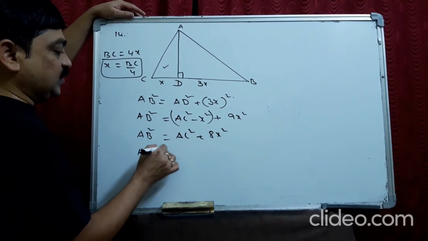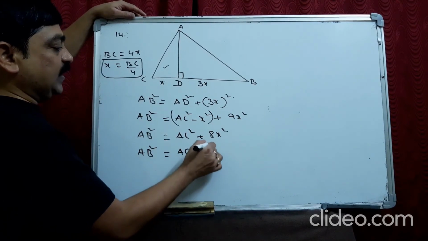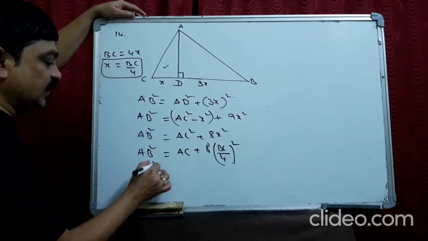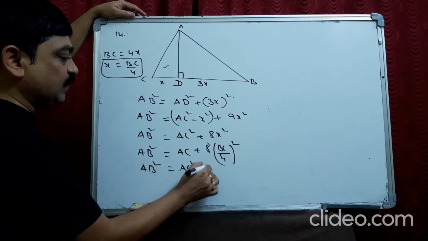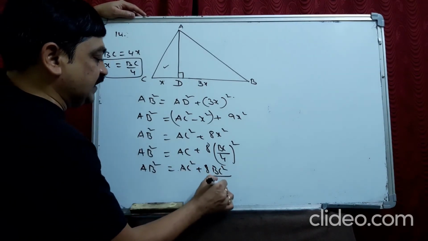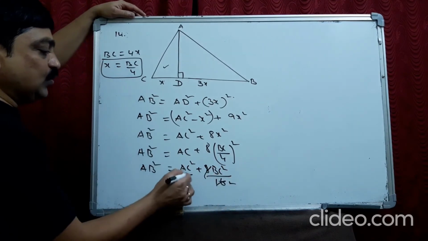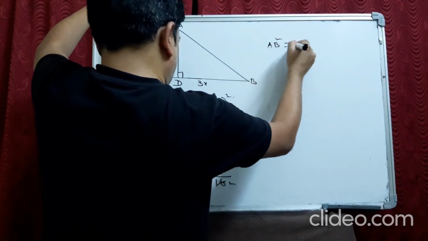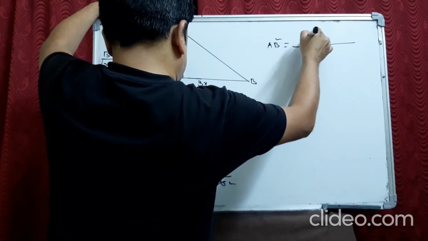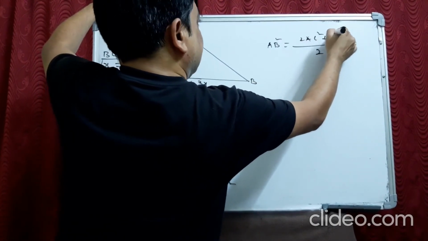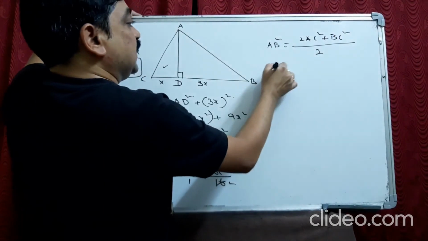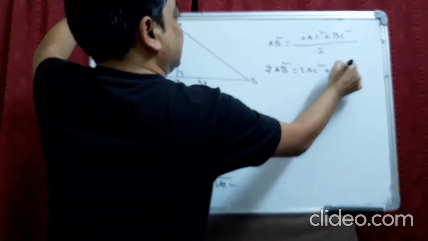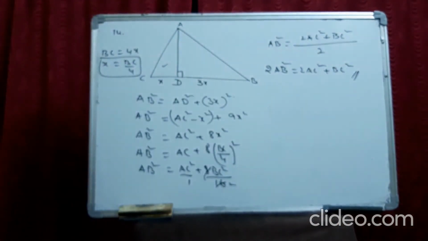So we need in terms of AB, BC and AC. Instead of x, I write BC by 4. AB square is equal to AC square plus 8 into BC square by 16. It becomes 2. So LCM is 2 here. So AB square is equal to 2AC square plus BC square. Now cross multiply this. 2AB square equal to 2AC square plus BC square. Okay.